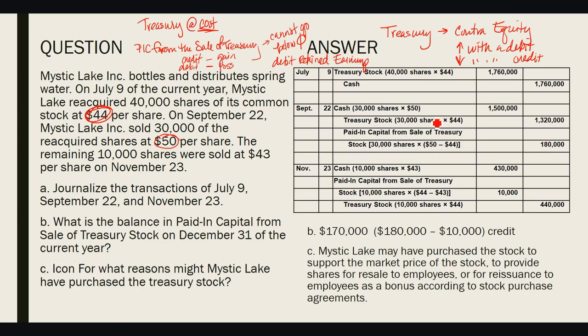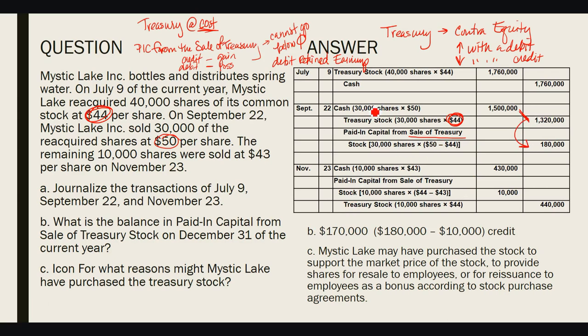All right, here we have a gain, so that's good times. Remember, treasury stock must be listed at cost, what we originally purchased it for. So the difference between what I sold it for now and what I purchased it for is recorded as a credit to the PIC account, paid-in capital from the sale of treasury stock.